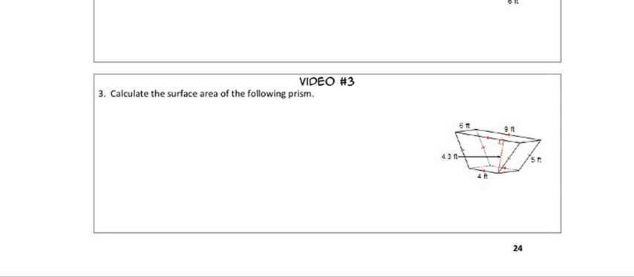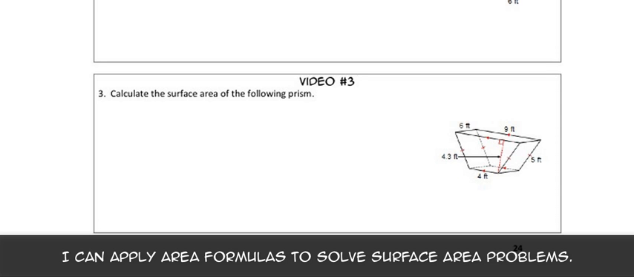This is Mr. Chu, and here's what you're going to learn today. By the end of this video, you should be able to apply area formulas to solve surface area problems.